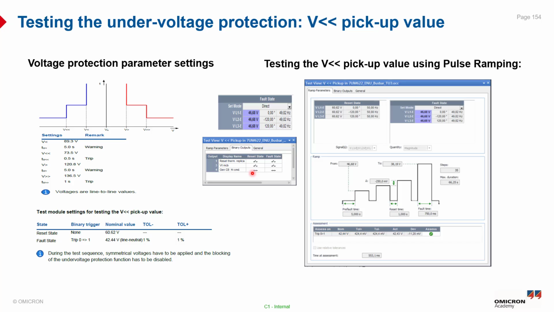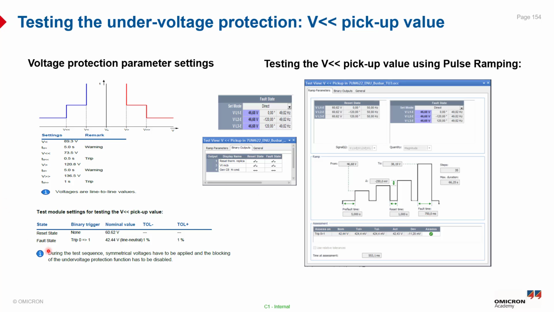Before starting the test, make sure that binary output number 4 of the CMC test set is correctly wired to the corresponding binary input of the protection relay to allow proper control and monitoring during the test. You can see here the pulse ramping, the reset state and the fault state, and also the pre-fault time is set to 5 seconds. The reset time is 1 second to allow the relay to go to the reset state, and the fault time should be more than the expected trip time, which is 0.5 seconds. So we can make it 750 milliseconds.